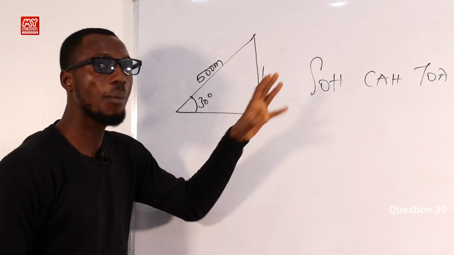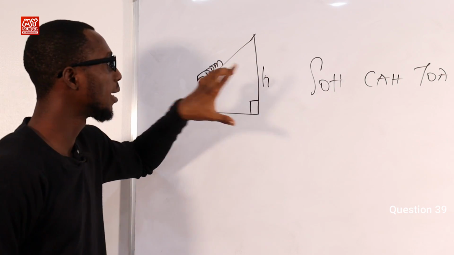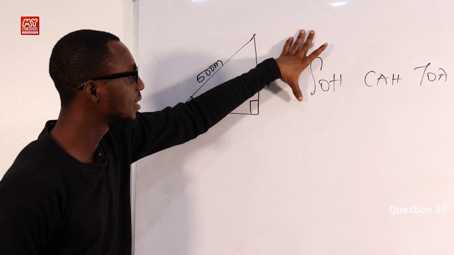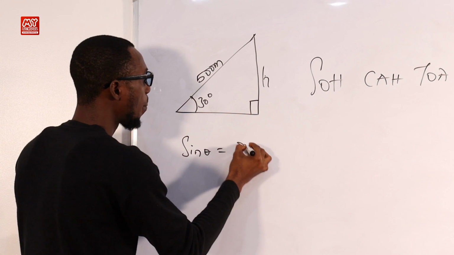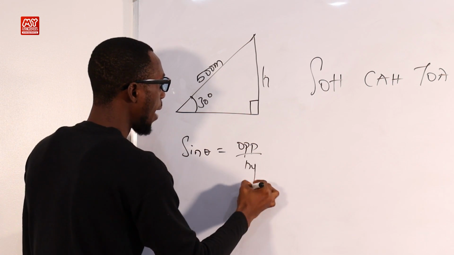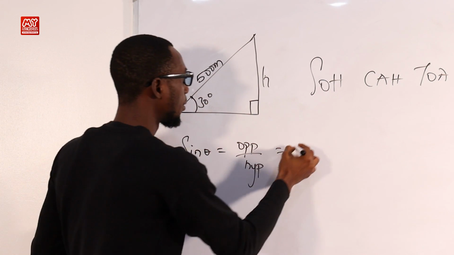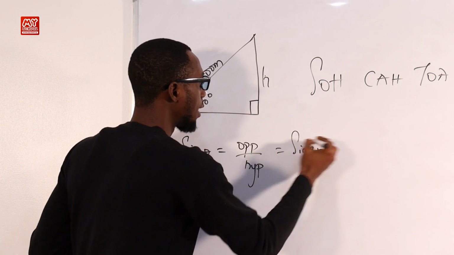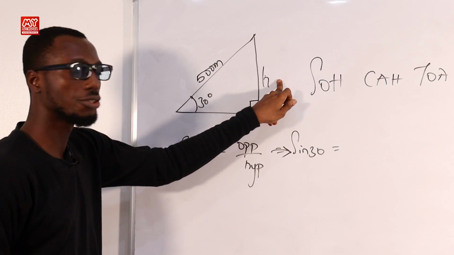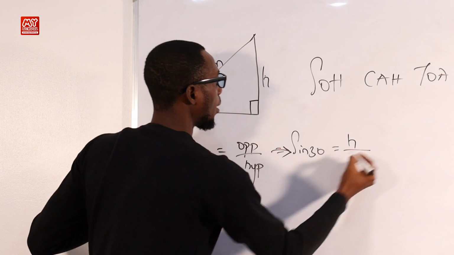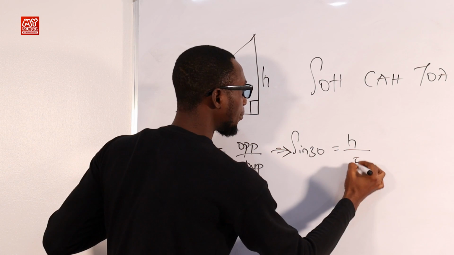Which of these metrics carries the value we are looking for? That is sine, which is opposite over hypotenuse. Sine theta equals opposite over hypotenuse. Our theta is given as 30 degrees, so sine 30 equals the opposite, which is h, over the hypotenuse, giving us 500.